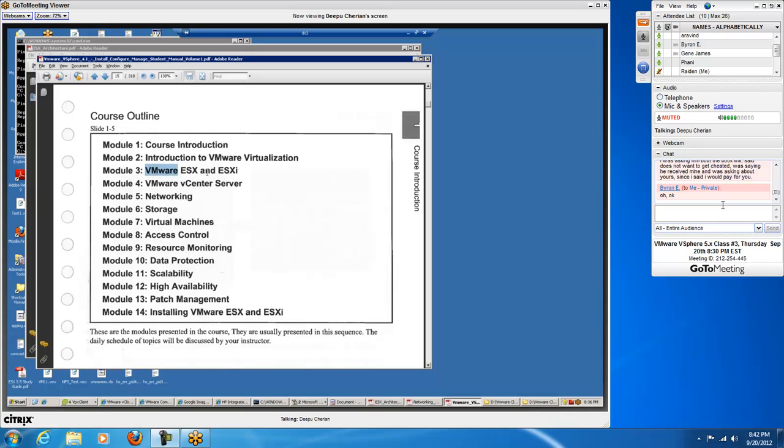So we're going to learn about installing ESX server and ESXi server, and then I will install the vCenter server. Typically in my previous classes, I used to do this only after the networking and storage and the virtual machines thing. Then only I get into vCenter. Probably this time I will take a different route.